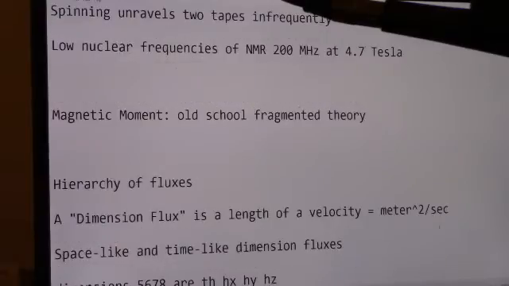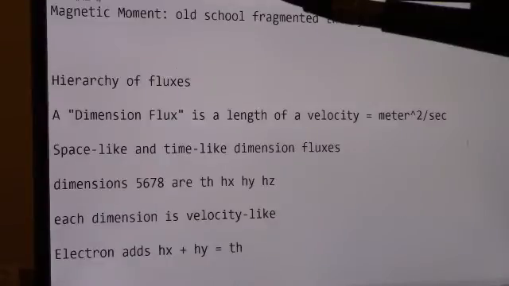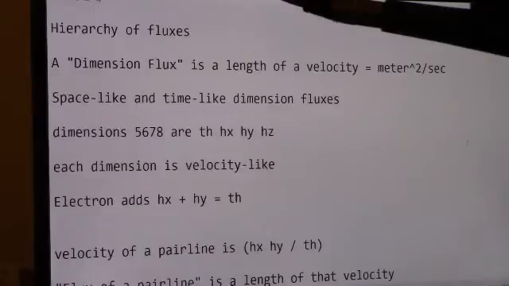So in the standard science, they used to talk about the magnetic moment of the electron being much larger than the magnetic moment of the proton. But now, that's just a fragmented theory, which I'm replacing with a unified theory. And I told you about the hierarchy of fluxes in here. And you could read this later on, but there's space-like and time-like dimensions.